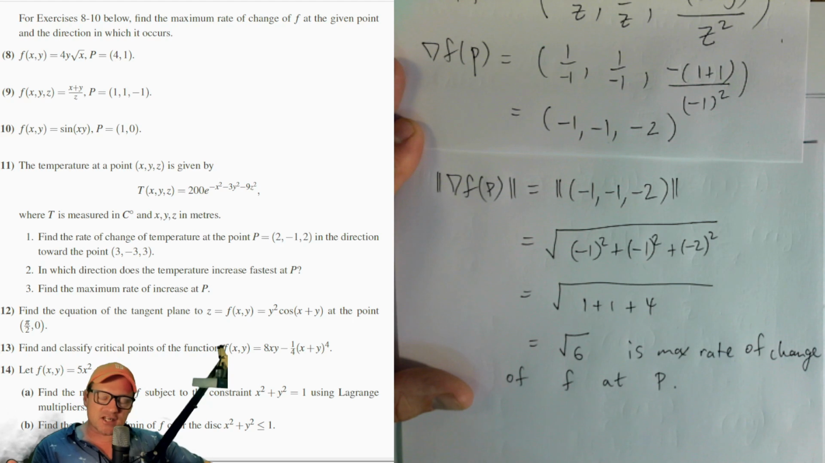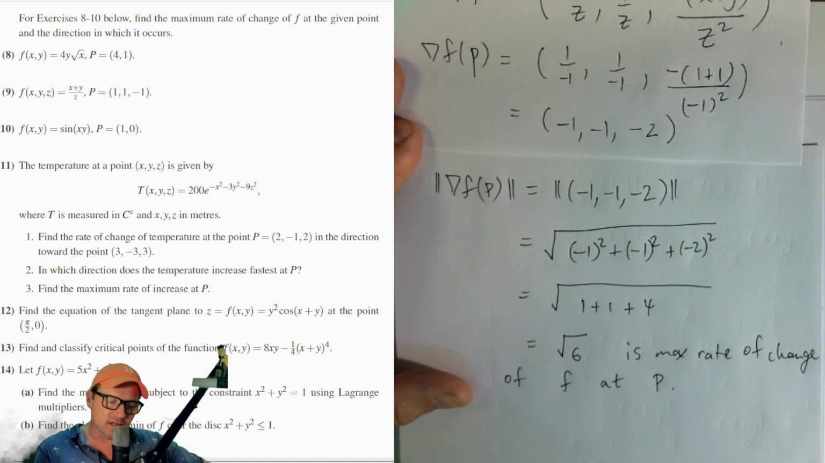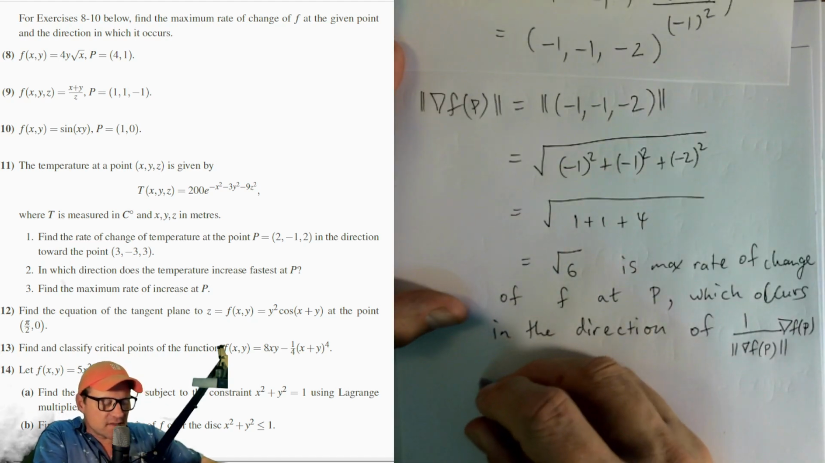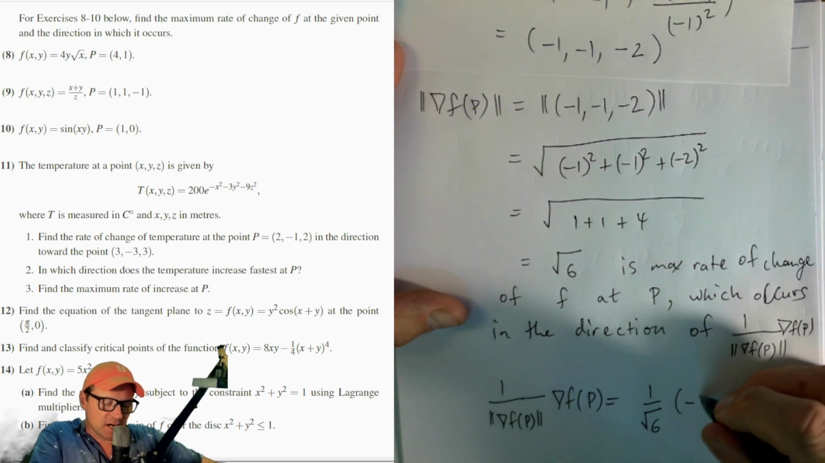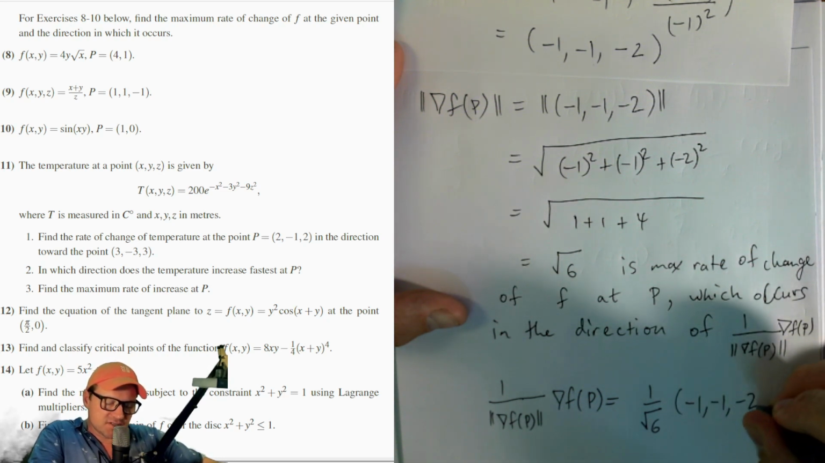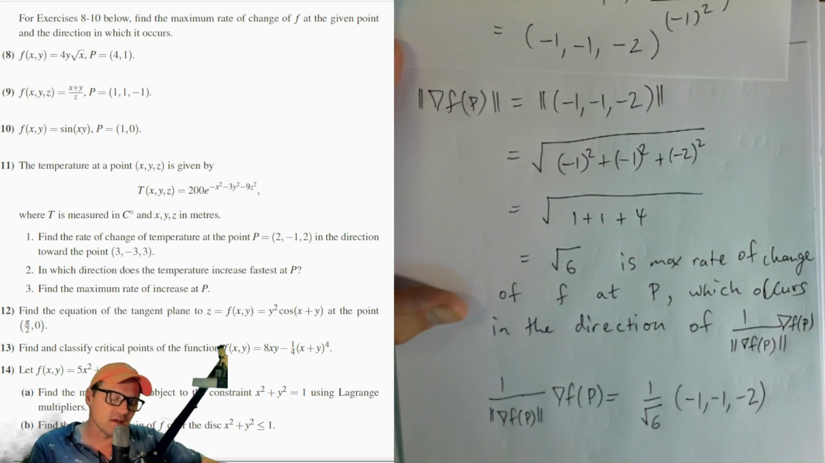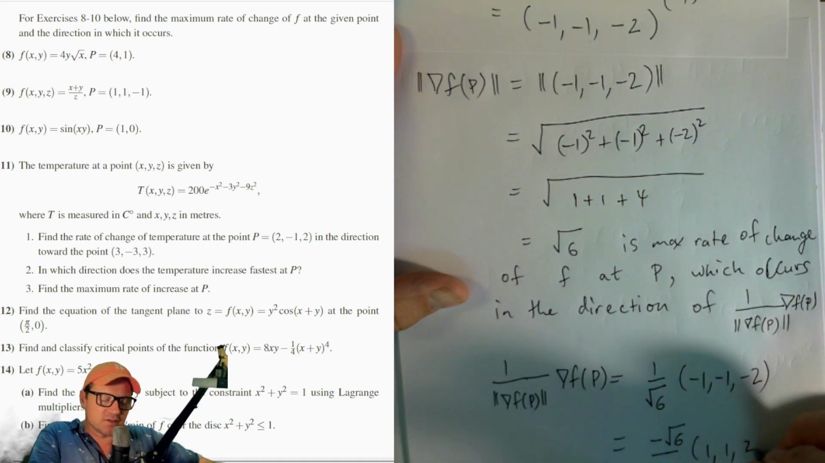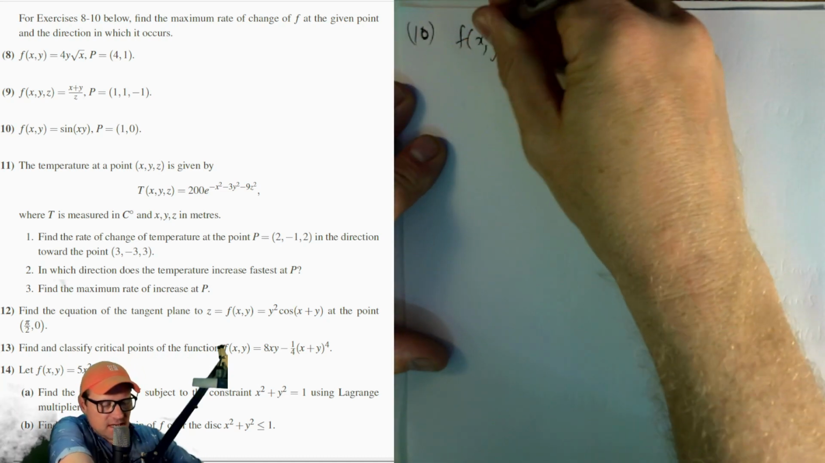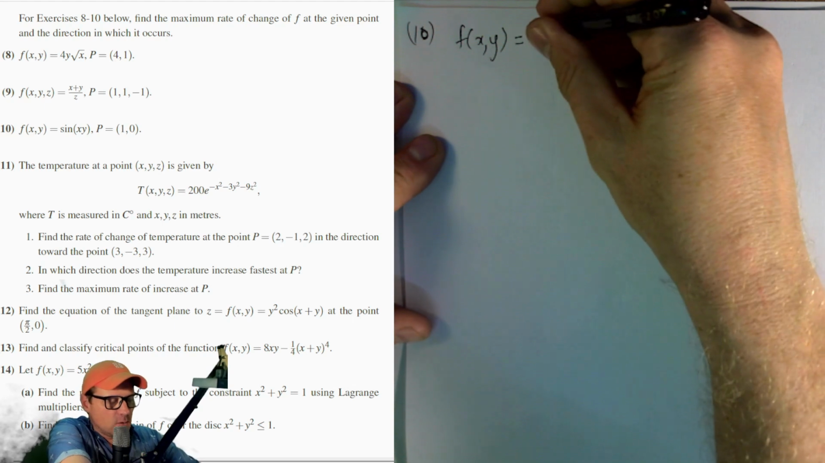And so which direction does this occur? It occurs in the direction of grad f at P, but you want to express that as a unit vector. Okay, so let's simplify this. So we have 1 on root 6 times the vector minus 1, minus 1, minus 2. Let's just simplify by rationalizing the denominator and pulling out a minus sign. So we have minus root 6 on 6 times the vector 1, 1, 2. There we go.